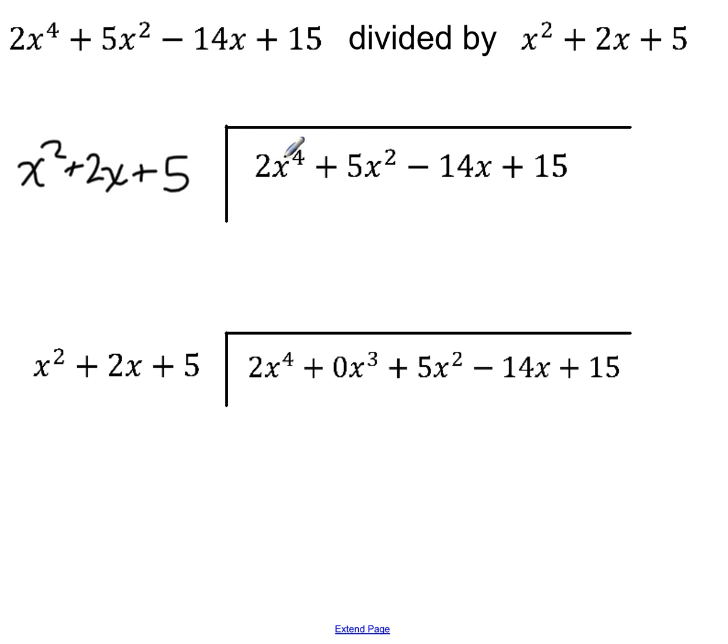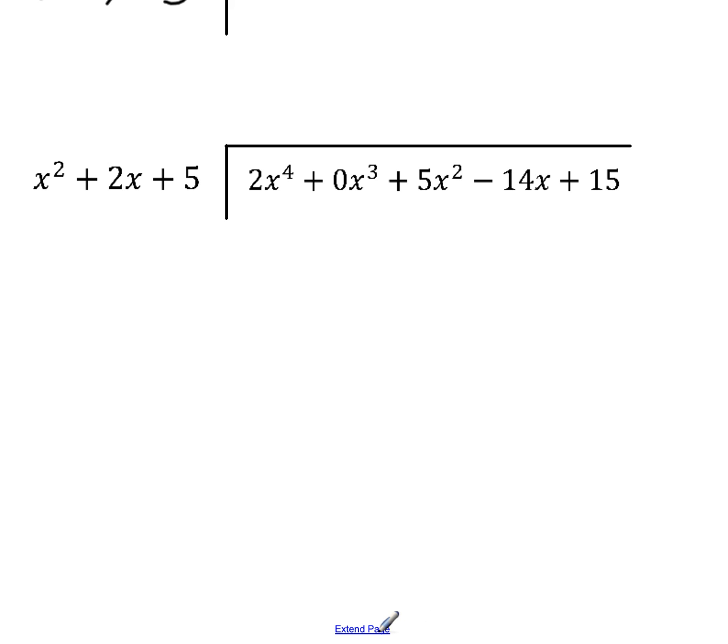So rather than go through the mistake I'm going to make and then go back, I'm going to tell you just put a 0x to the third term in. So now I have an x to the fourth, x to the third, x to the second, x, and constant. If it lines up like that, then you're going to have less problems later. Same with the divisor. If there's a missing term, put a 0 term in, because it's just going to make life a lot easier for you. Okay? So now we'll go ahead and do this one.